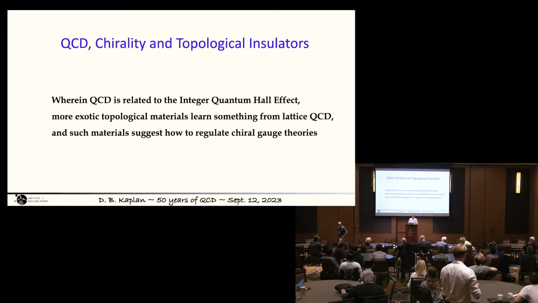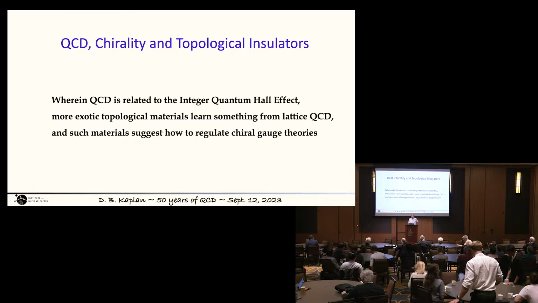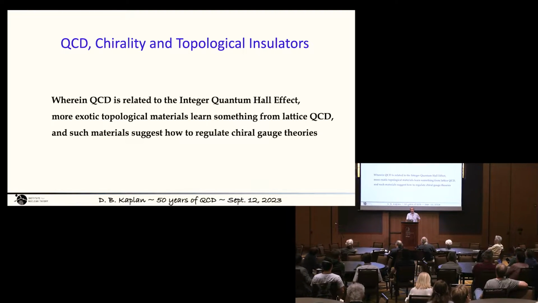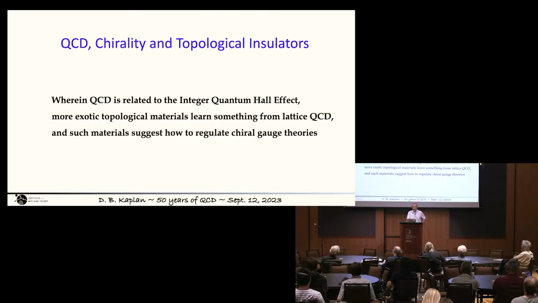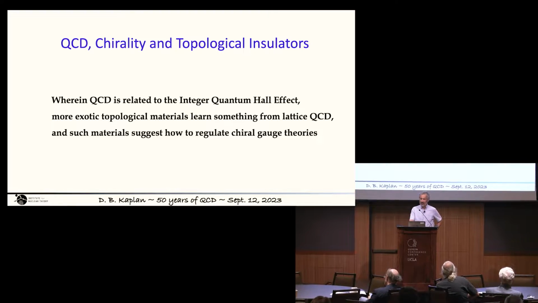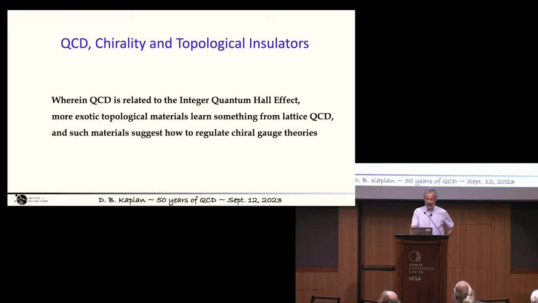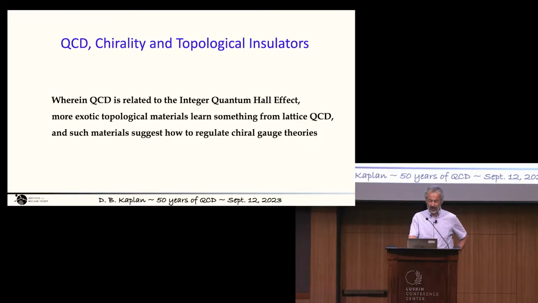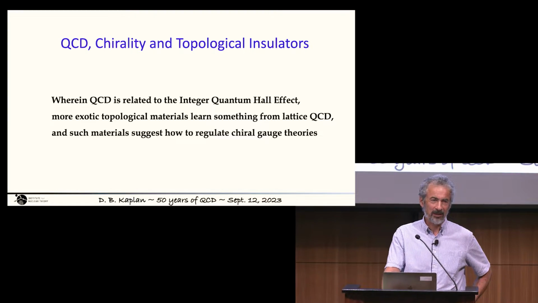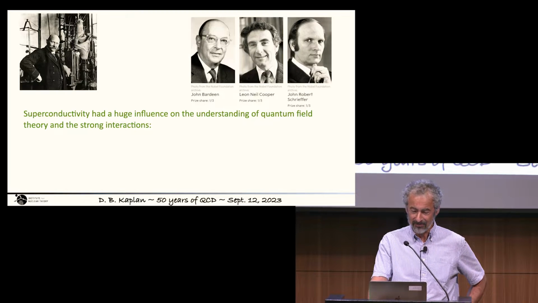Today I'm going to talk about the connection between QCD, chirality, and some condensed matter physics consisting of topological insulators. I'm interested not just in how you can use these topological insulators to do computations in lattice QCD, but also in learning something about what the theory of QCD might look like if we had a theory of everything, a UV completion. I also want to suggest how this technology could help us understand how to regulate chiral gauge theories like the standard model.